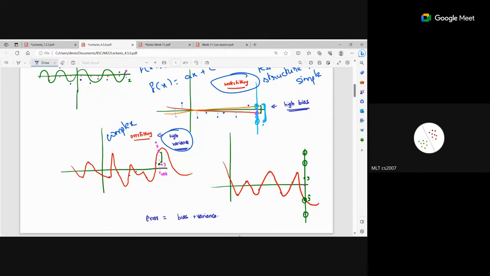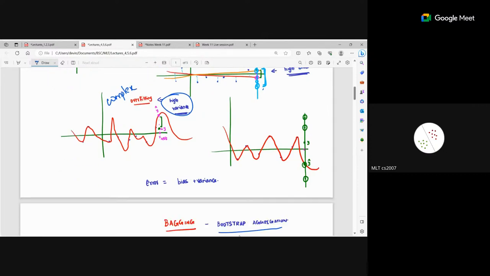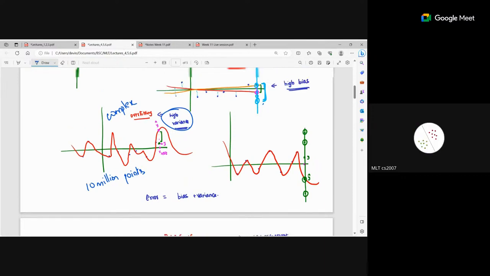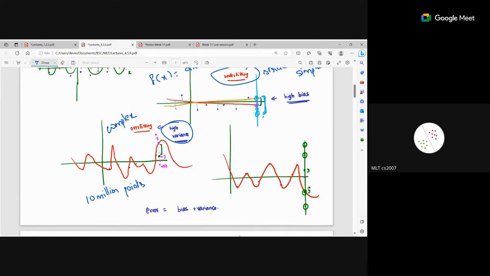Let's say you have a model trained on n points, like 10 million points. Sir, if we have a high variance, then the fluctuation is high? Yes, the fluctuation with respect to the predicted value of y is going to be very high. And with respect to the bias, you could think of it like the mean of the predicted value itself.